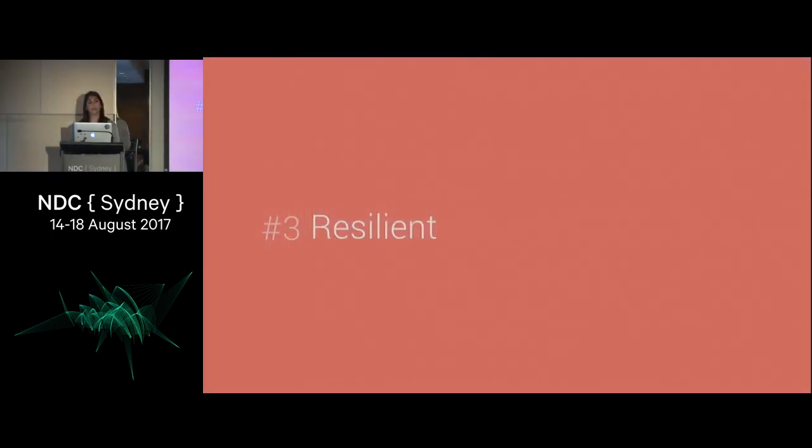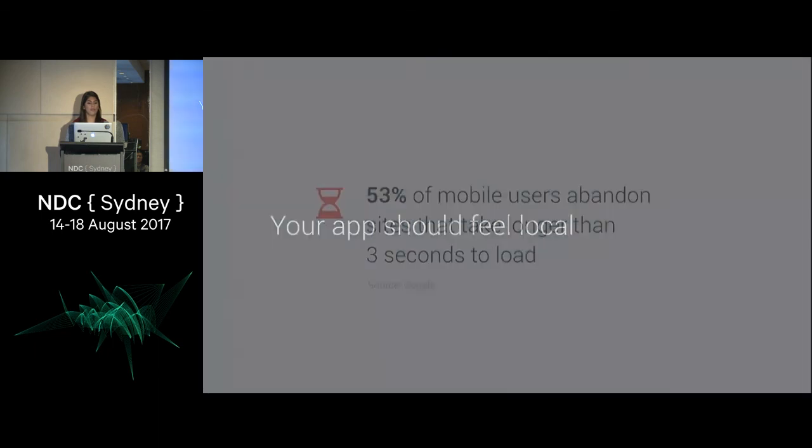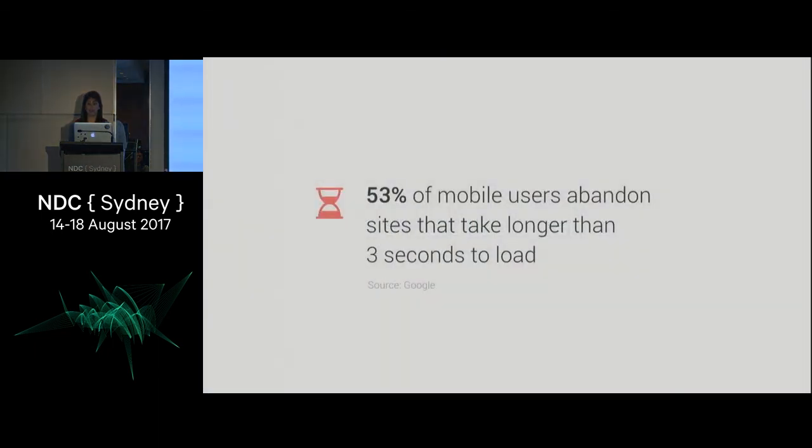Now let's talk about how we could make resilient progressive web apps. First, we need to know that the app should feel local. And that's how we can make it look native. The app should be so fast that it shouldn't load at all. It should feel local. And 53% of mobile users abandon sites that take longer than 3 seconds to load. So that's how users are so impatient nowadays and so distracted, and they want everything right now.